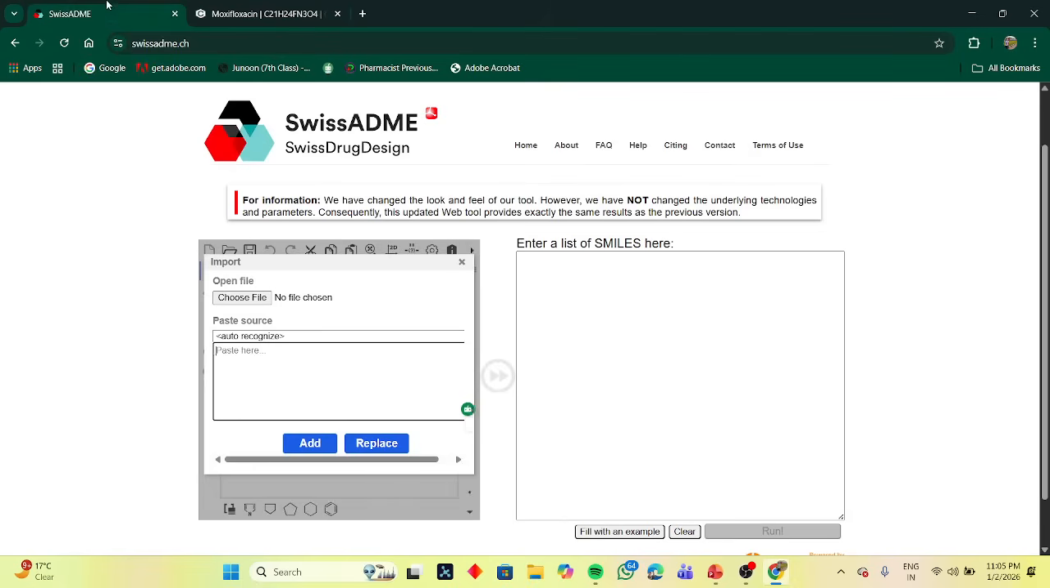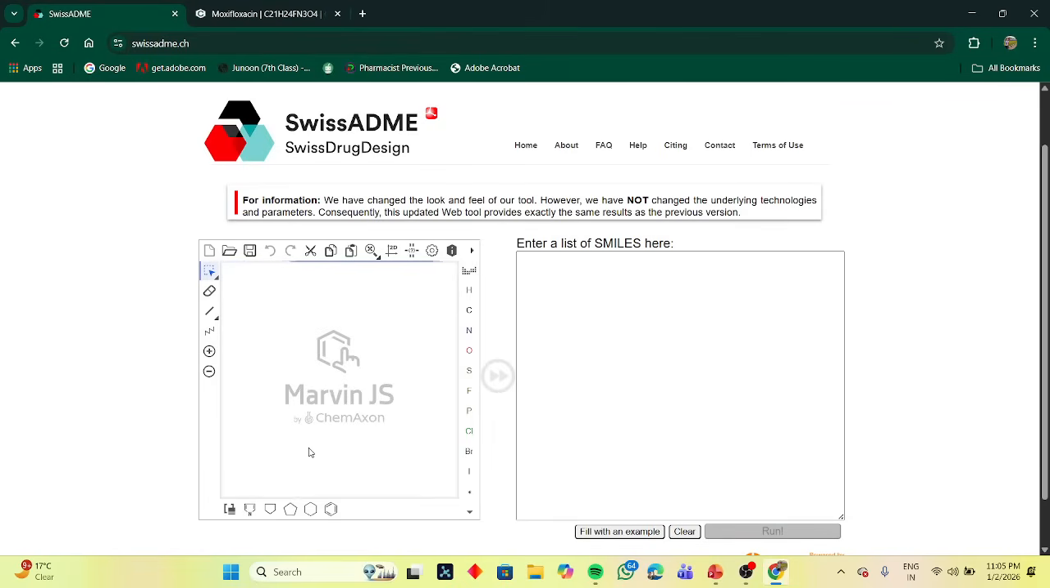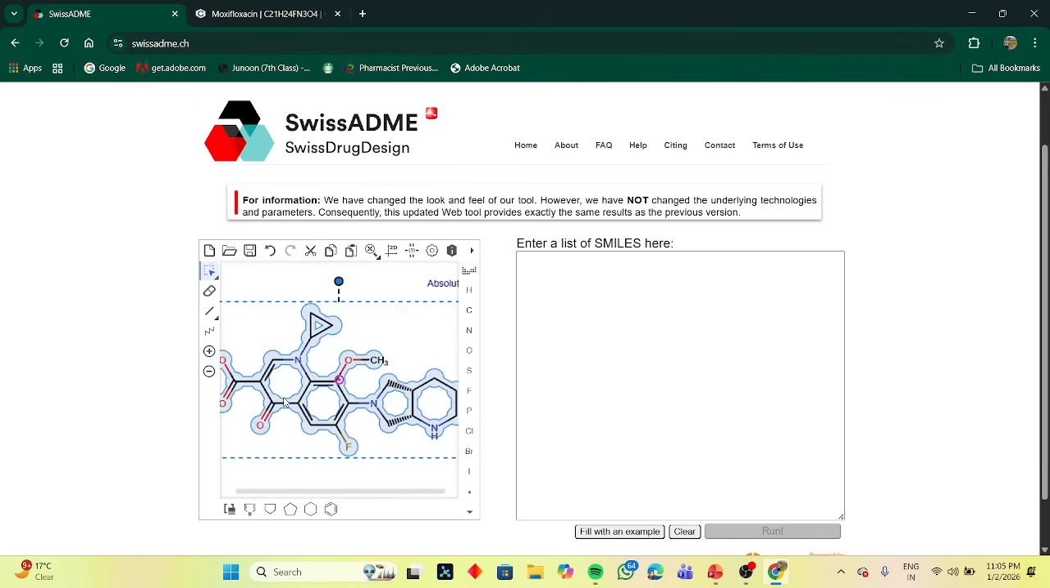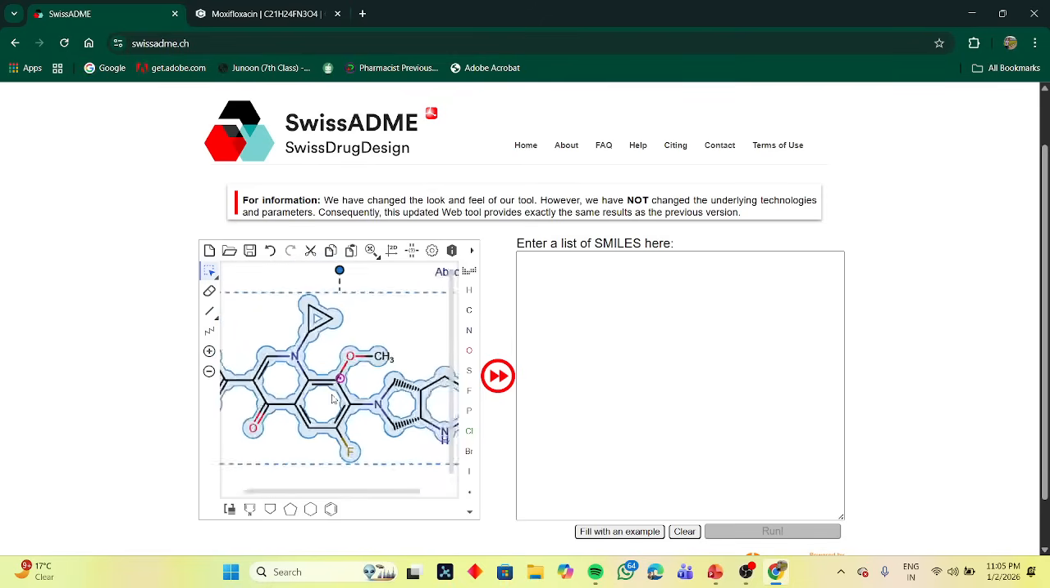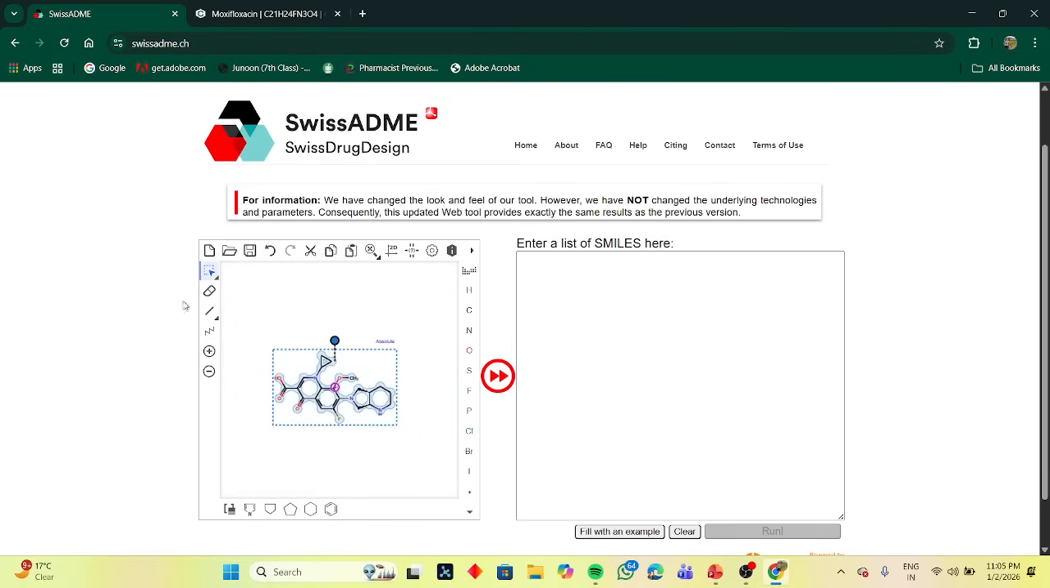So we have to go to SwissADME. We simply paste the SMILES, then click on add. Based on the SMILES, it will generate the structure here. It is taking some time. If you don't want to copy and paste the SMILES to get the structure, you can simply draw the structure using this benzene and all these parameters that have been given.